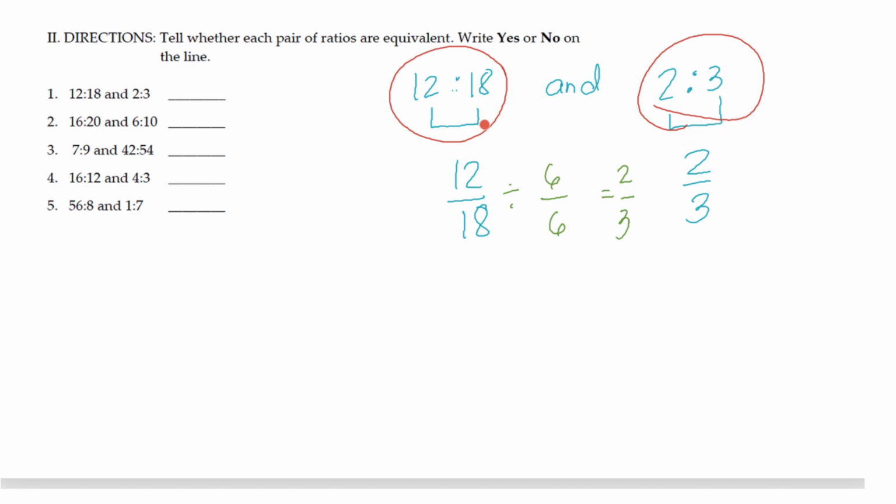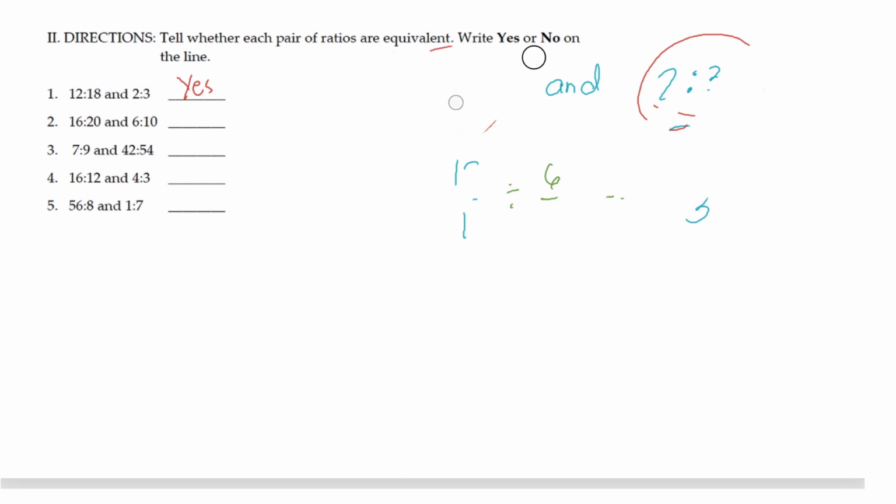So, kapag sinimplify nyo yung isa, katulad lang din yung kalalabasan ng kabila. Ngayon, kapag hindi naman, then hindi sila equivalent ratio. So, dito sa number 1, yes, they are equivalent ratio. Now, let us have the second example. So, sa tingin nyo kaya, equivalent ratio sila? Si 16 is to 22 and 6 is to 10.